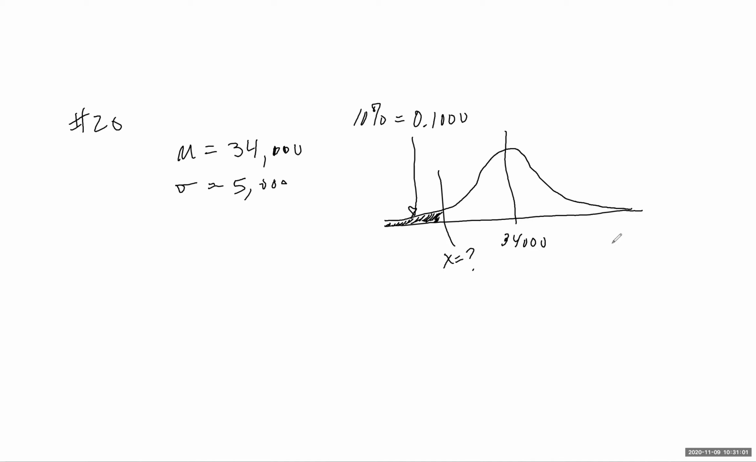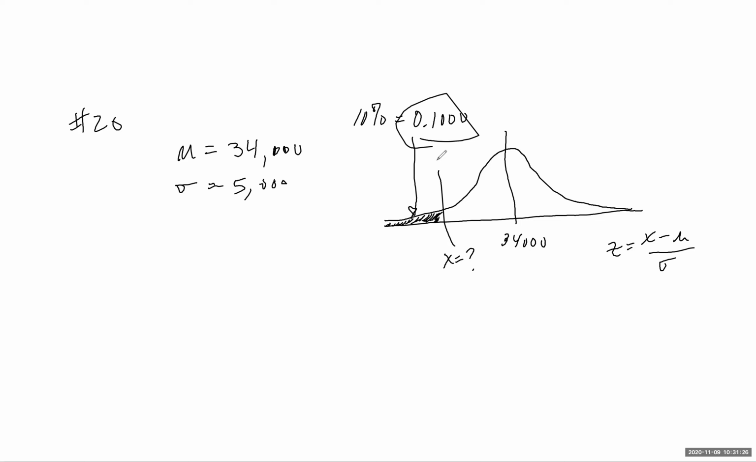Well, we like to use this equation to find these X values, but the problem is we don't have our Z value yet. We're missing Z, we're missing X. So we can't solve it yet. We need to get one of those. Fortunately, we can find Z because we're given the area to the left of Z. There's the area to the left of Z.